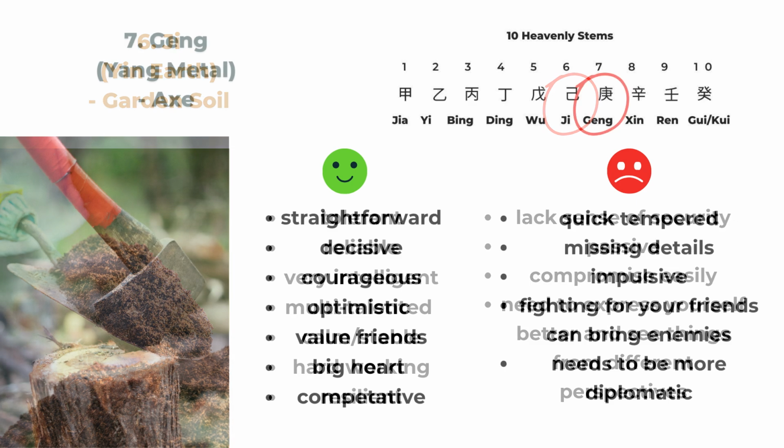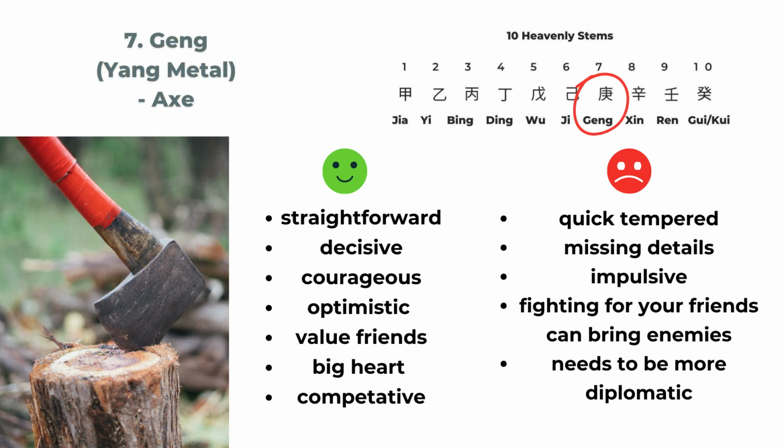The number 7 and 8 belong to metal element. The 7, Geng, is a young metal. The image is an axe. And your personality is very straightforward, decisive, courageous, optimistic, and you value friends a lot. You will do a lot for your friend. And you also have a big heart. You like to help other people and do charity work. And the Geng type of person is also very competitive because this is the yang metal or the strong metal.